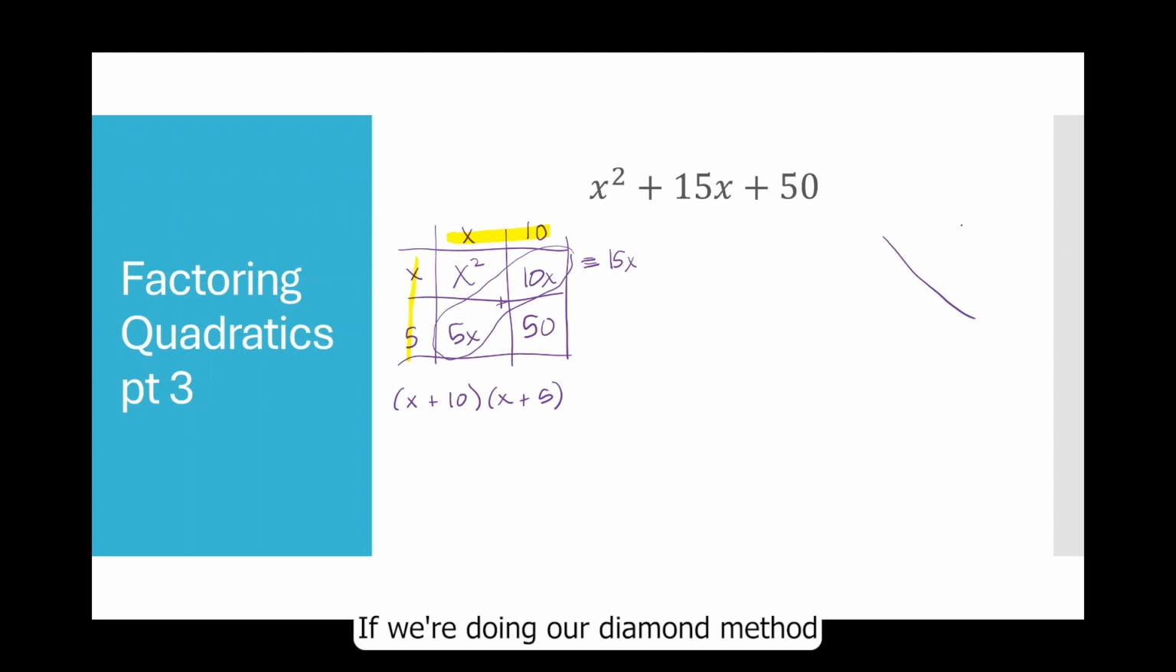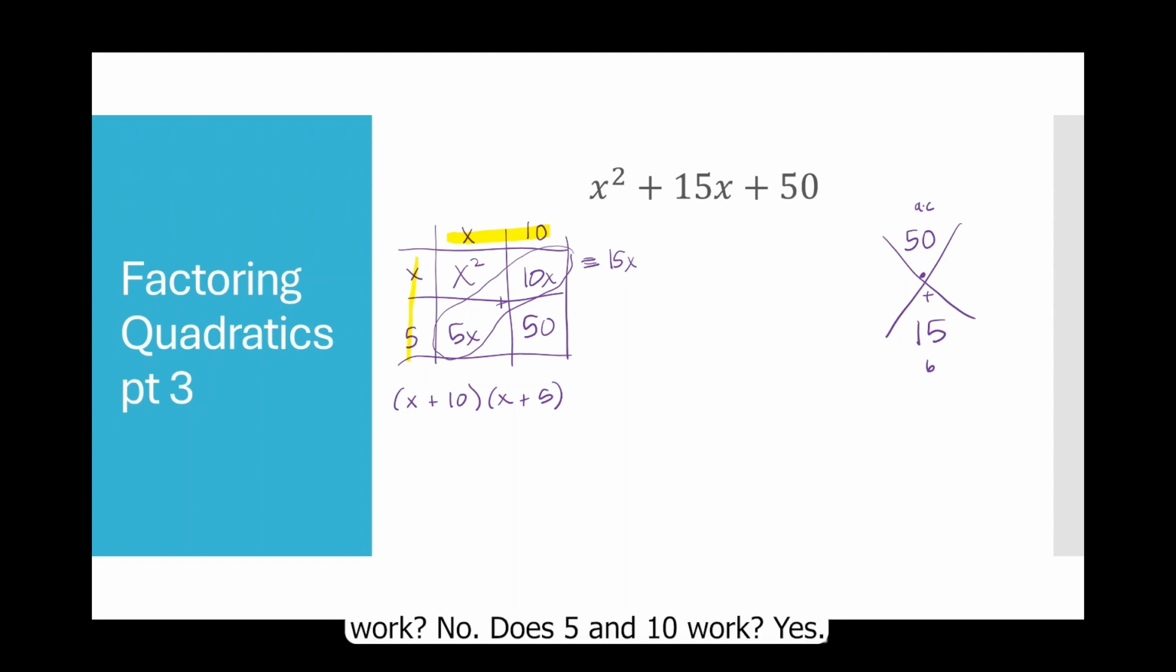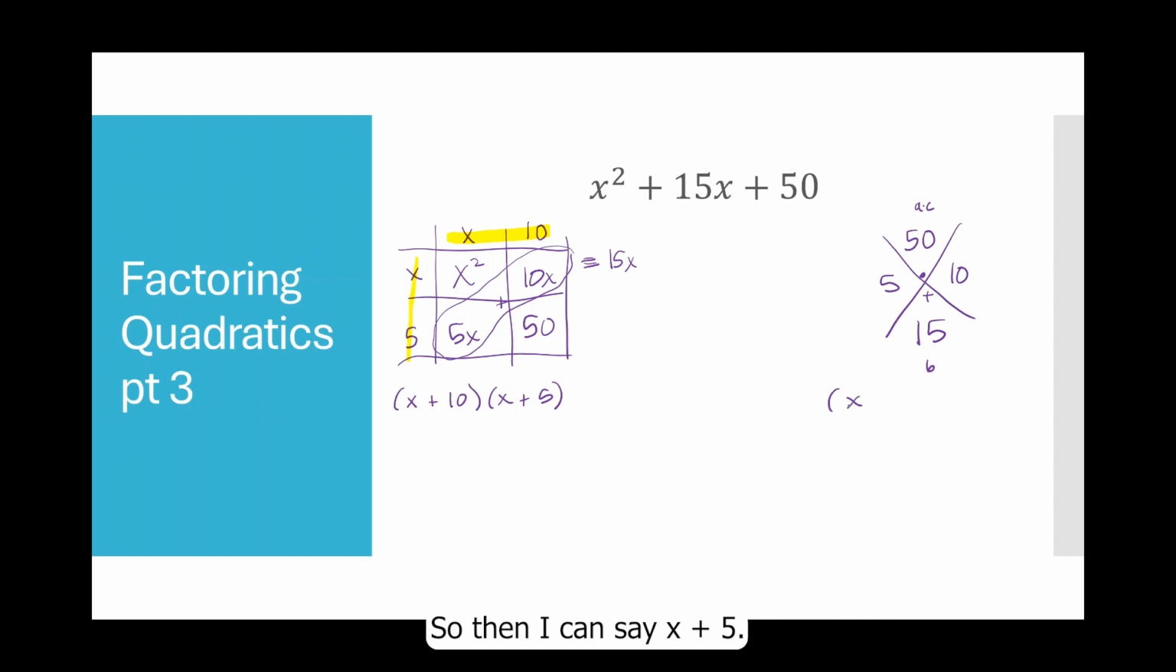If we're doing our diamond method, multiplying, adding, I need something that multiplies to 50. That's my A times C. And something that adds up to 15. That's my B term. And this is when, again, I would essentially be doing the same thing, but I am testing here. I'm like, does 2 and 25 work? No. Does 5 and 10 work? Yes. So then I can say x plus 5 and x plus 10.